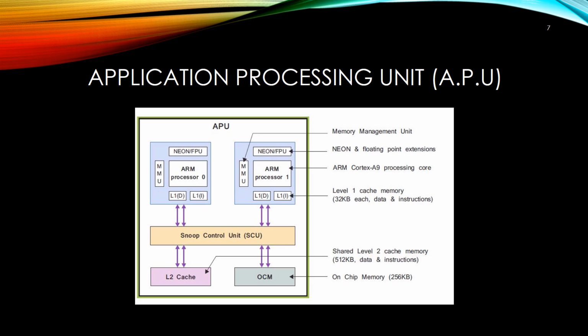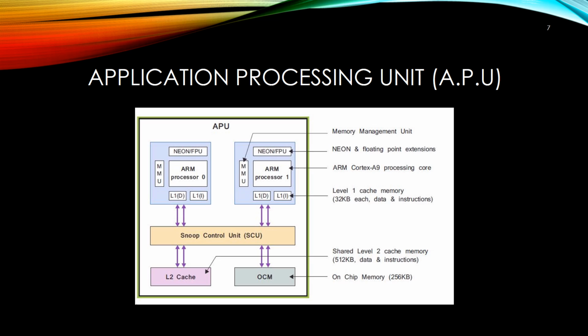A Snoop Control Unit, which is referred to as SCU, forms a bridge between the ARM cores and the Level 2 cache and OCM memories and some interfacing with the PL. Let's discuss the Snoop Control Unit in more detail. The Snoop Control Unit is one of the several mechanisms for ensuring cache coherency, which is the managing of consistency of data across shared cache resources.